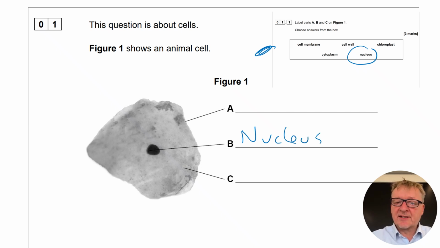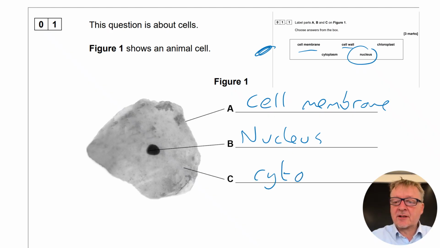A is then the area around the outside, and they've tried to catch you out a little bit, and they've put cell membrane and cell wall. Right, so don't forget cell membrane is in an animal cell. So cell membrane. And C, which is kind of like the jelly-like substance, is then the cytoplasm.